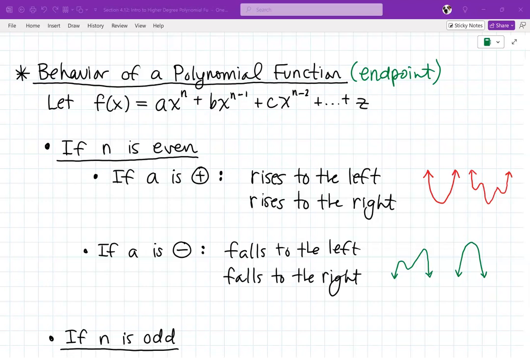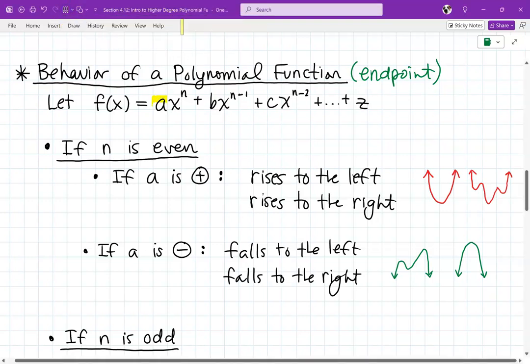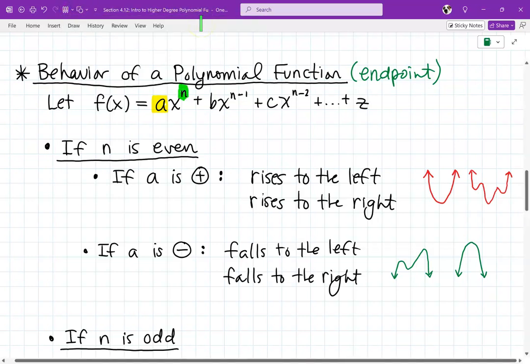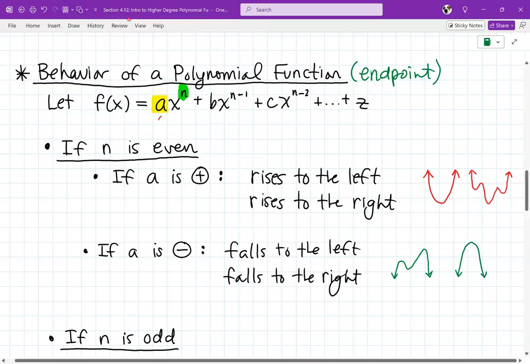Now, an important thing for us to note about these polynomials is this, okay? The leading coefficient is the number in front of the variable with the highest degree. So once you find your highest degree, okay, once you know your degree, look in front of the variable. That number is called your leading coefficient, okay? So I'll write it down for us right now. This is called your leading coefficient.